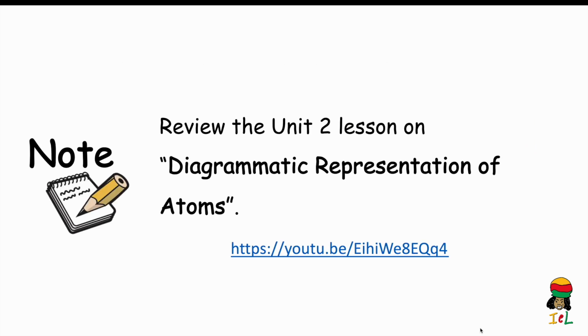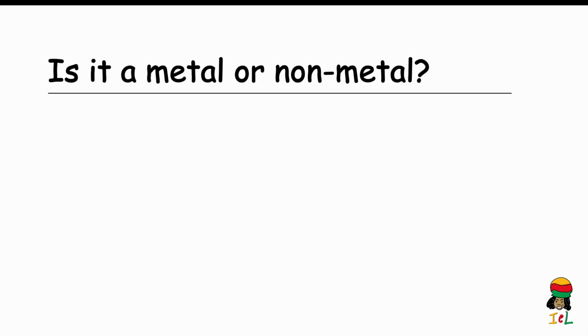If you have not yet done so, you may want to review the Unit 2 lesson on diagrammatic representation of atoms. We have provided the link right here. This will be important so that you can understand the scientific drawings or illustrations used to represent atoms. So let's see. Can you identify whether these atoms that are drawn are metals or nonmetals? The first atom has 3 shells: the first shell, the second shell, and the third shell, where the third shell is the last shell.